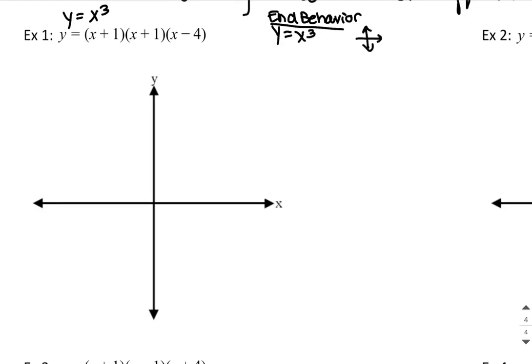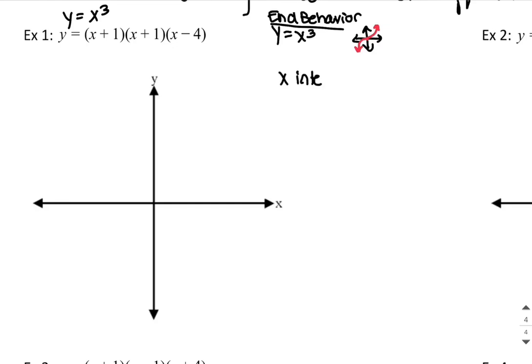I know if I have y is x cubed, that has a positive coefficient, so my end behavior is going to look like this. I'll be going downwards as I go to the left to negative infinity. I'll be going upwards as I go to the right. So that's the end behavior, important.